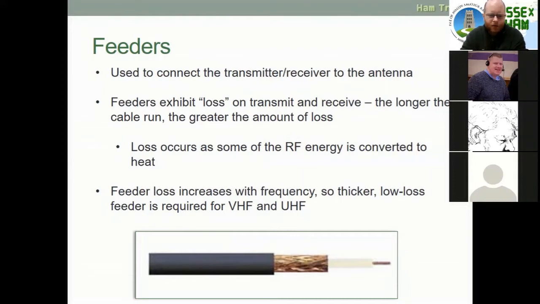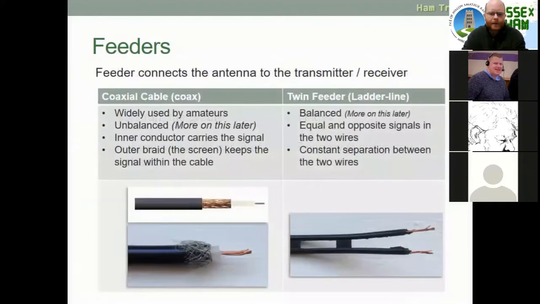Feeder loss increases with the frequency. So thicker low loss cable is required for VHF and UHF. If you're using coax, there is another type called ladder line, which we'll look at in a moment, that is normally just one size, although I do believe there are variants of that. So we have the two types here.